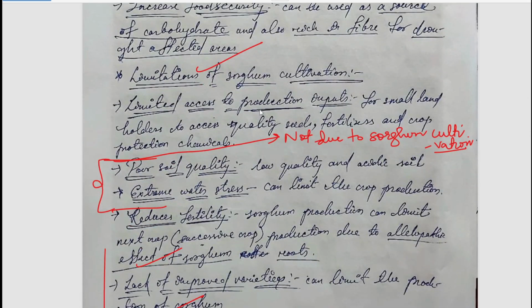The student has written limited access to production inputs, poor soil quality and extreme water stress. This is not due to sorghum cultivation. It is not a limitation of sorghum cultivation. These are factors which are limiting sorghum cultivation. So we should not discuss those factors. We have to discuss the limitations due to sorghum cultivation.